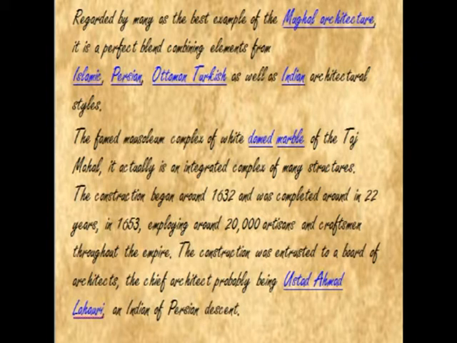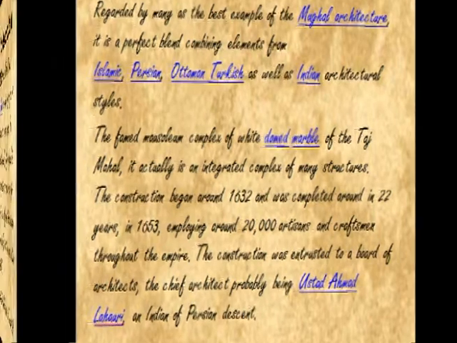The famed mausoleum complex of white dome marble is the Taj Mahal. It actually is an integrated complex of many structures. The construction began around 1632 and was completed in 22 years, around 1653. Employing around 20,000 artisans and craftsmen throughout the empire, the construction was entrusted to a board of architects, the chief architect probably being Ustad Ahmed Lahori, of Indian and Persian descent.